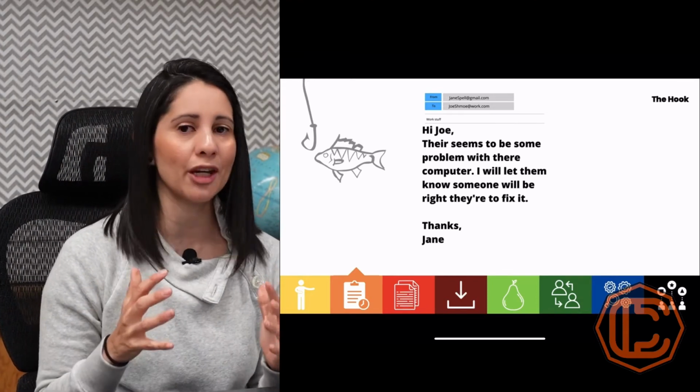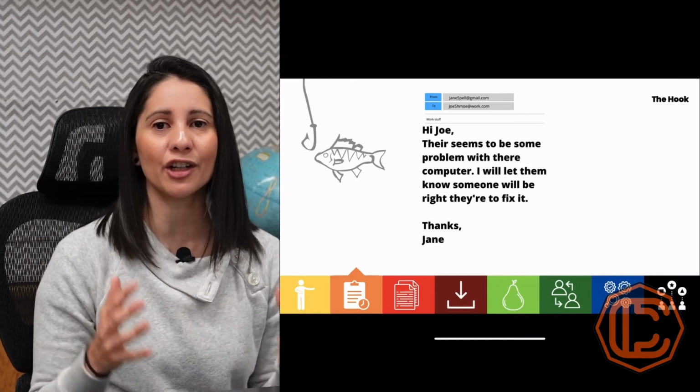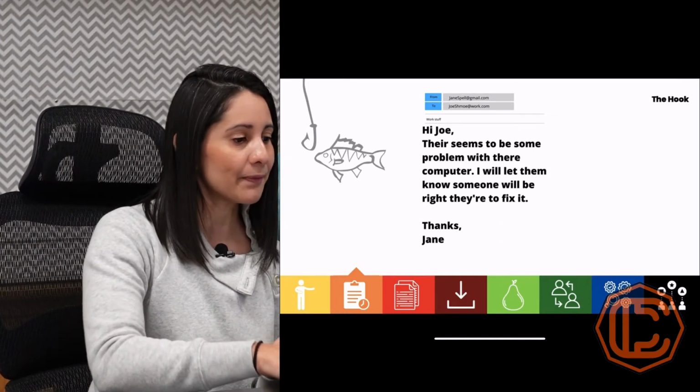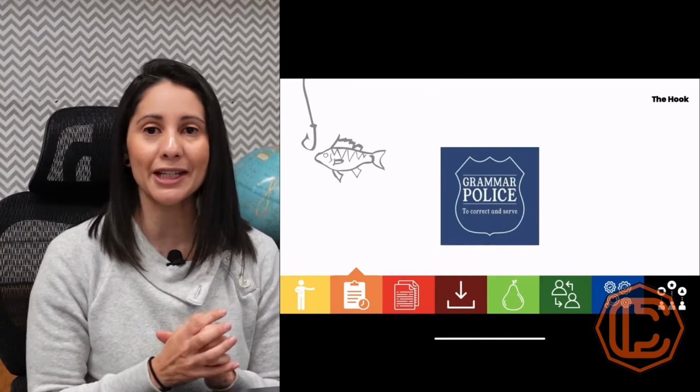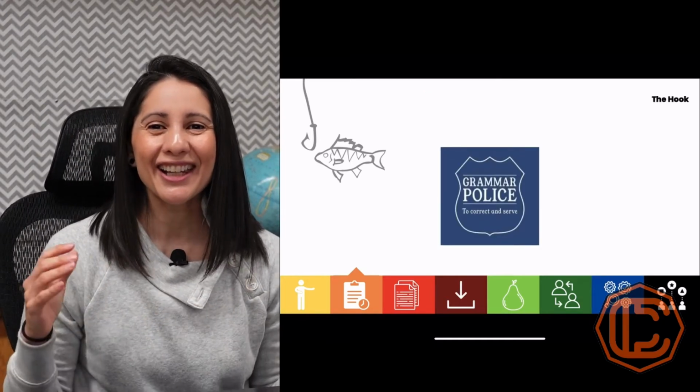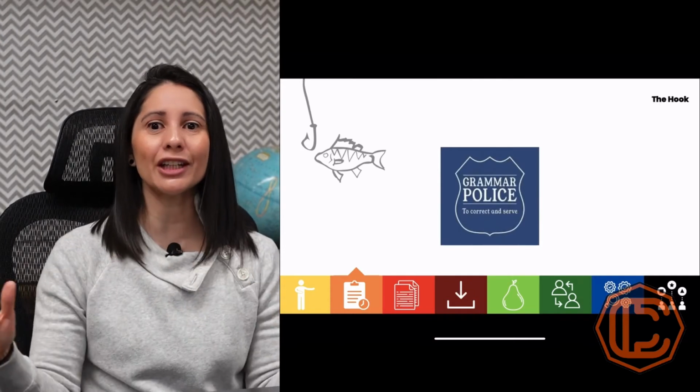And what did Jane, my best friend, do that got her in trouble? Yeah, she used the wrong there, and there. And so the grammar police came and got her. Like, it's just silly. It's just ridiculous.